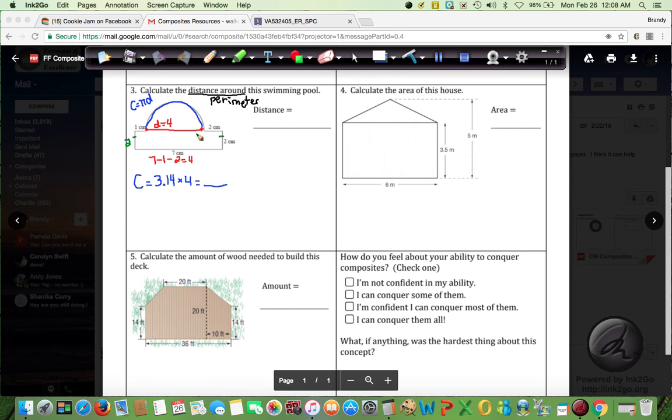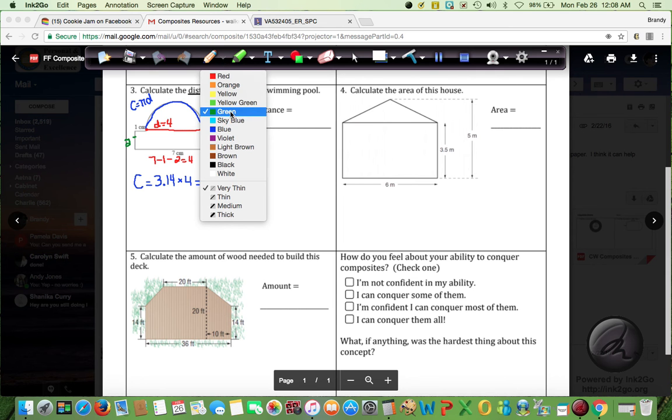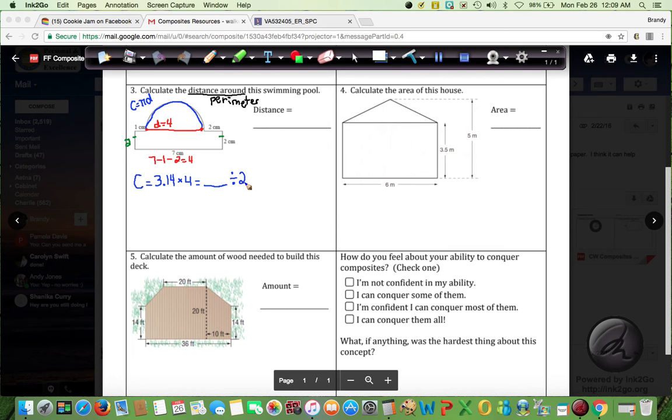Oh, you know what I forgot? This is not a whole circle, is it? It's only a half circle. So what do we have to do with this guy? Yeah, we got to divide it by 2. I forgot that. Huh. What do you know? It's a good thing I'm not a math teacher or anything, huh?